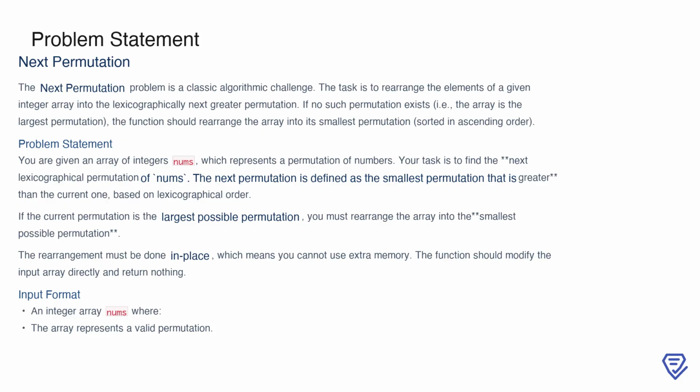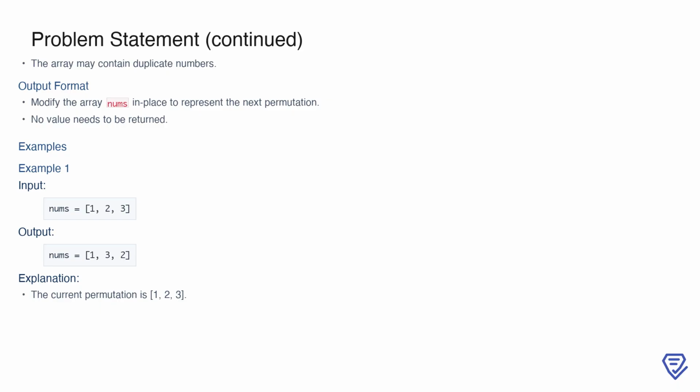Importantly, this rearrangement must be done in place, meaning we cannot use extra memory or create new arrays. The function modifies the input array directly and does not return a separate result. The input to the problem is an integer array called nums, which represents a valid permutation of numbers. This array can include duplicate numbers, so it is not always guaranteed to be made up of unique elements. For the output, you will modify the array nums in place to reflect the next permutation in lexicographical order. Since the changes are made directly to the input array, the function doesn't return any value.